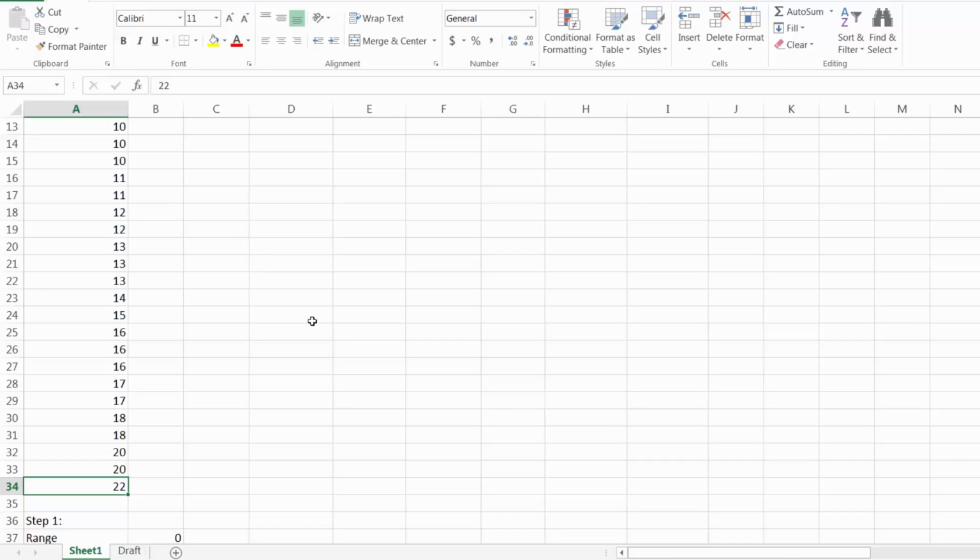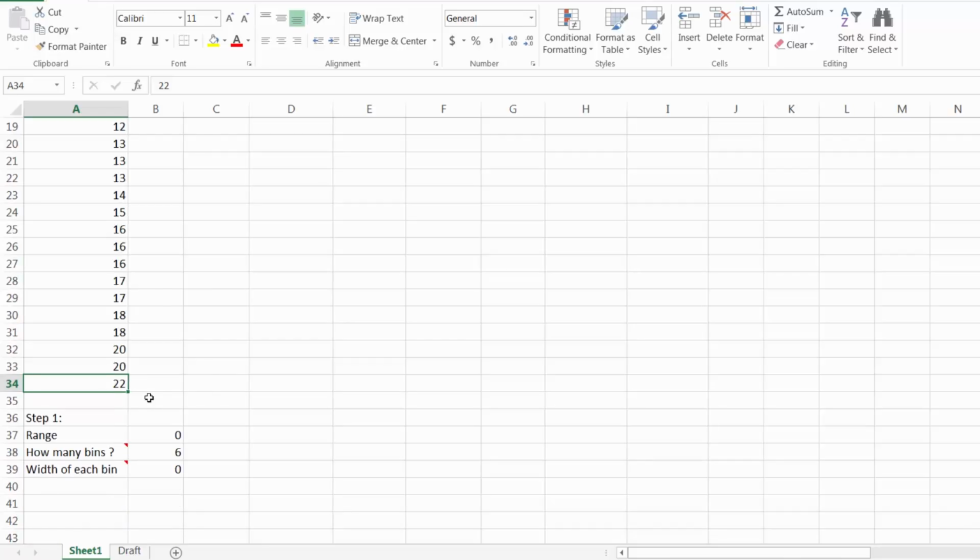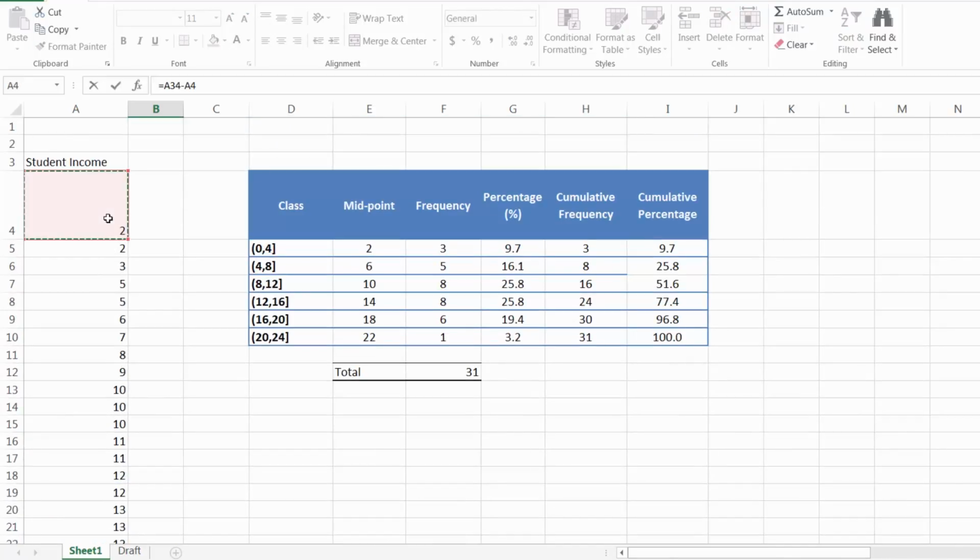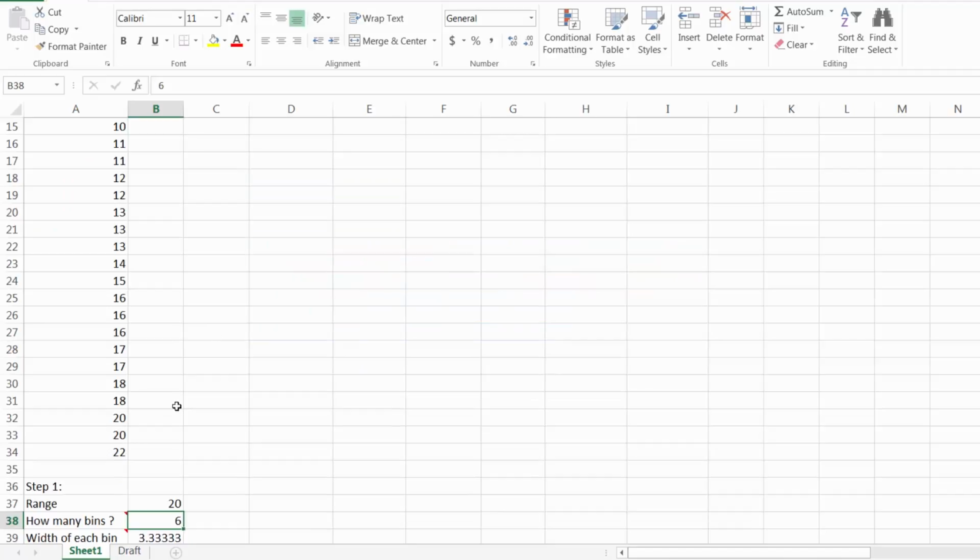Before we actually employ the histogram, however, it's useful to do what's known as a frequency distribution or frequency table. To do that, though, we're going to be following a couple of key steps. The first thing is we're going to be calculating the range. So the range is simply the highest number minus the lowest number. So that's our range.